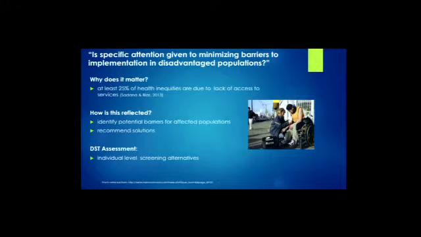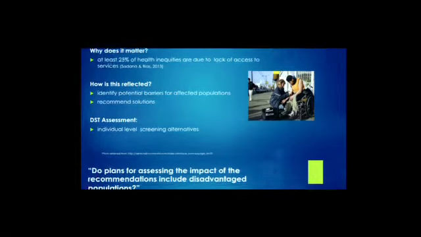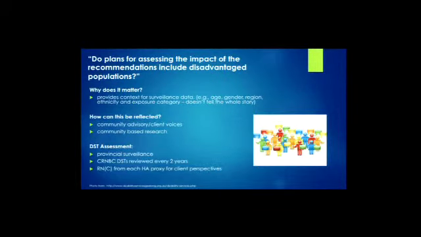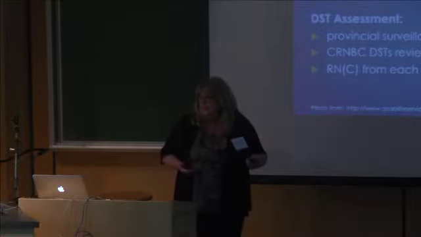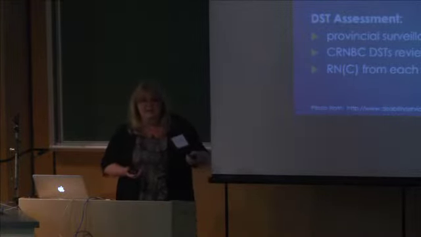And in the DST, the only kind of barrier we address are those for screening alternatives, and plans for assessing the impact of the recommendations. Do they include affected populations? We have to start doing this to start contextualizing our surveillance data, or we're going to have the same people getting sick and we're not going to get reach into those communities. And so community advisory committees, community-based evaluation of our recommendation, these all need to start happening.